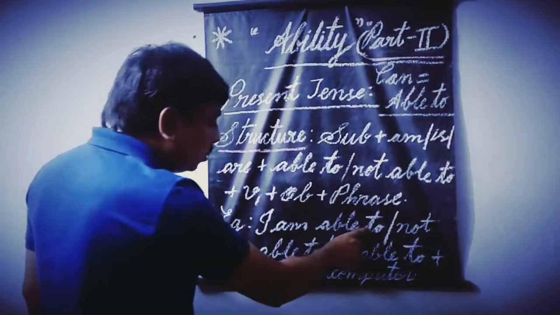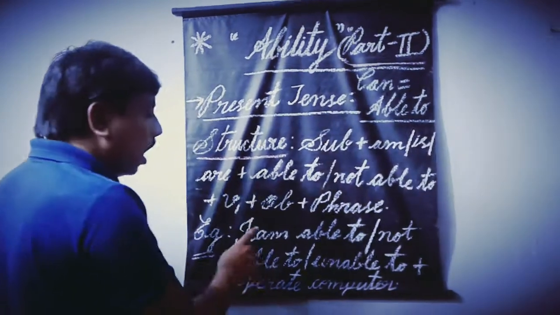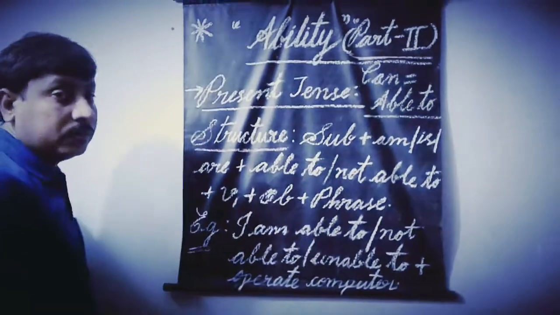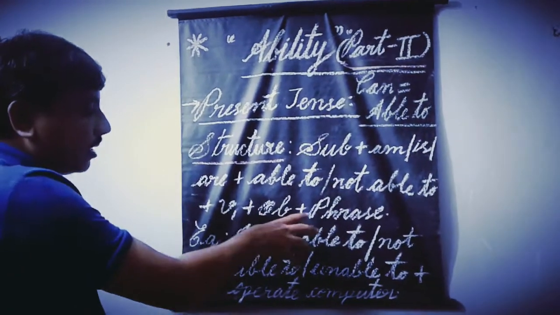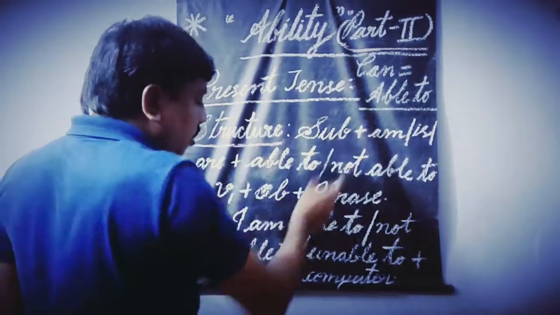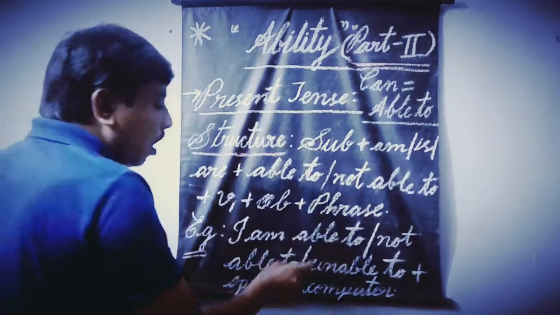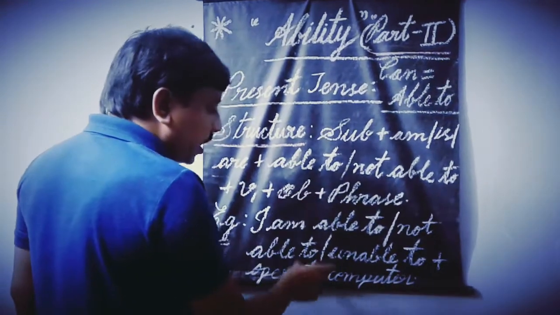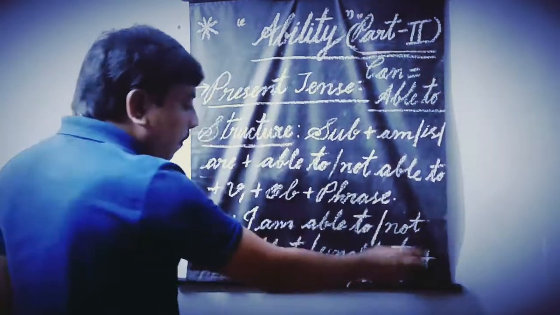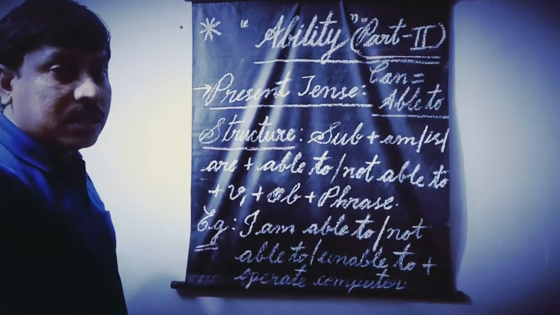I am able to operate computer. Here R is silent. I am able to operate computer. This is positive capacity in the present sense with continuous form as we have used able to in the given structure. I am able to operate computer. This statement indicates positive capacity. I am unable to operate computer. This statement indicates negative capacity or capability.